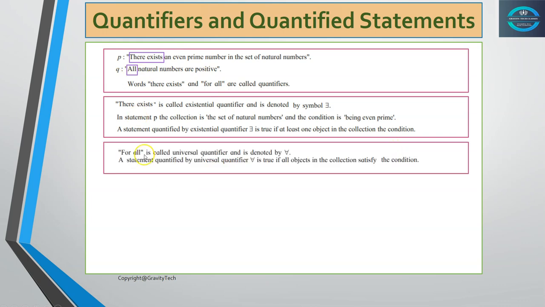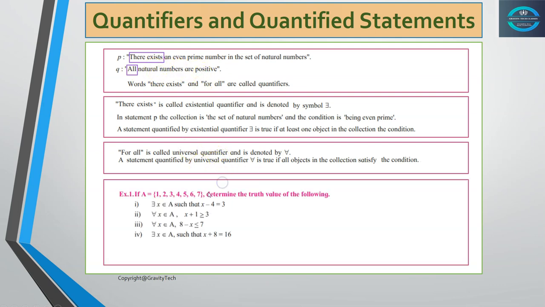Next, now for all को क्या बोला जाता है, it's basically the universal quantifier and it is denoted by a reversed a. Okay, a statement quantified by universal quantifier is true for all objects in the collection which satisfies the condition. अभी यहाँ पे अगर आप देखोगे कलेक्शन क्या है, set of natural numbers, और कंडीशन क्या है, positive, और क्या है, सभी के सभी नंबर्स जो नेचुरल नंबर्स है वो पॉजिटिव है. So that's why it is universal.